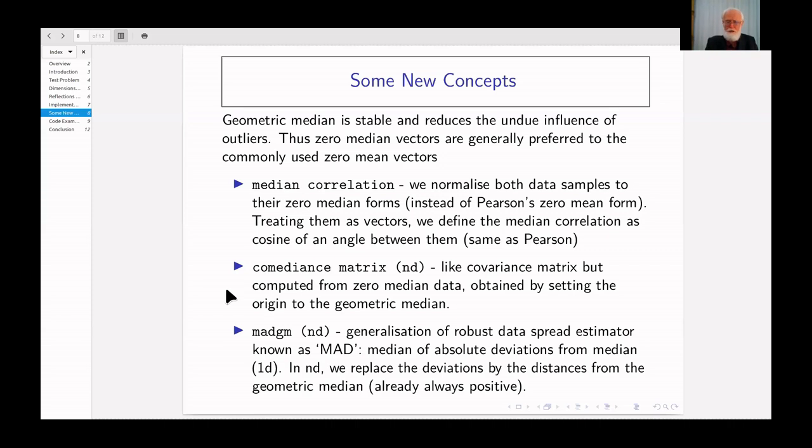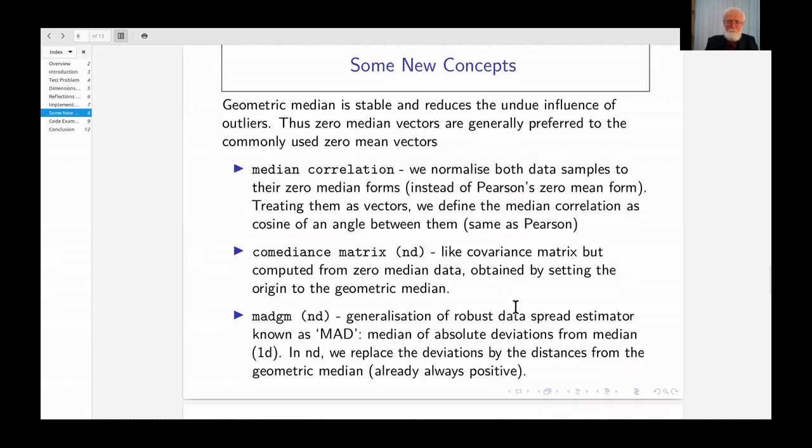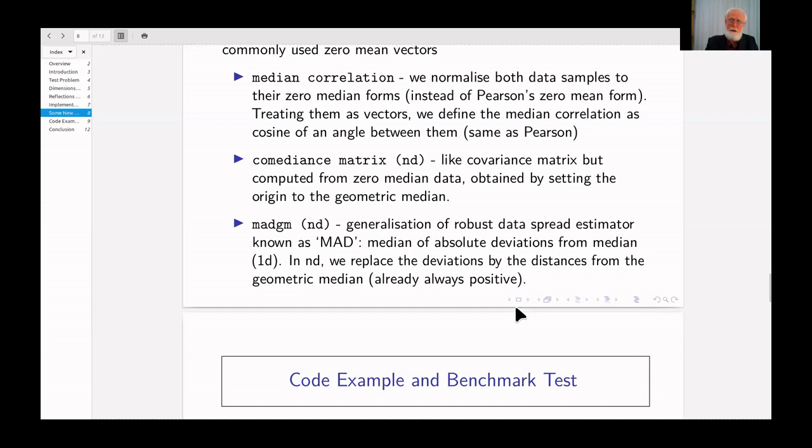Comedians matrix, it's not because it's funny, but it's to do with the medians again. So it's like covariance matrix, but we subtract the median, in this case the geometric median in n dimensions, and then we compute the covariance as normal. And generalization of the median of absolute deviations from median into ND, where we replace the deviations from the median by the distances from the geometric median, which are already always positive scalars.